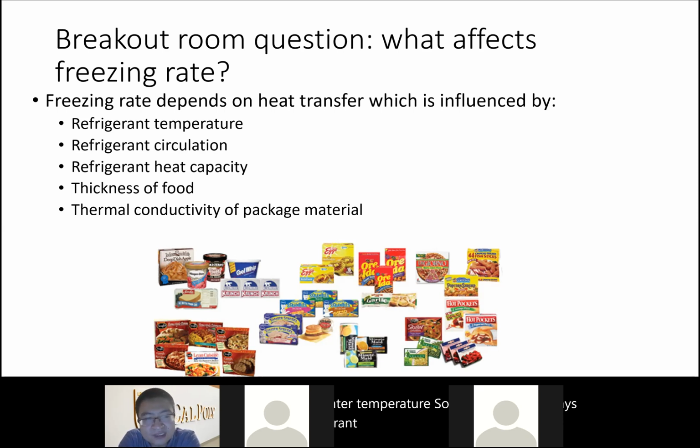And for the thickness of food, we also want thinner food, right? So the cooling process is more homogeneous throughout the food. And then finally, a good thermal conductivity of the packaging material, right? Because think about plate freezing, right? It's the direct contact between the low temperature plate and the packaging material. So in that case, if the heat exchange is more efficient using a high thermal conductivity packaging material, then we can cool down the food product more efficiently.